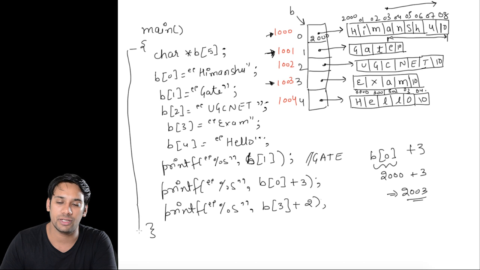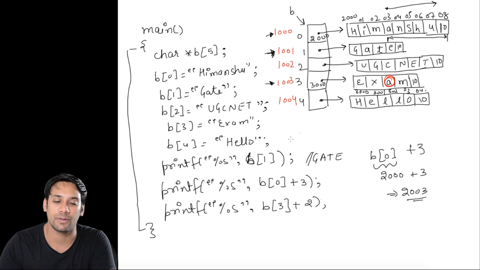How? If we try to access this third index location from this array B, this is going to give me 3000, and if we add 2 to 3000, this is going to give me the address 3002, and this 3002 is the address of this A, right? And we are printing with %s, that means from this address location we are going to print everything until we find this null character. Okay, now let us take few more examples here.